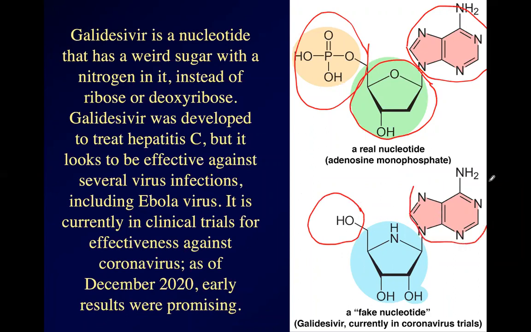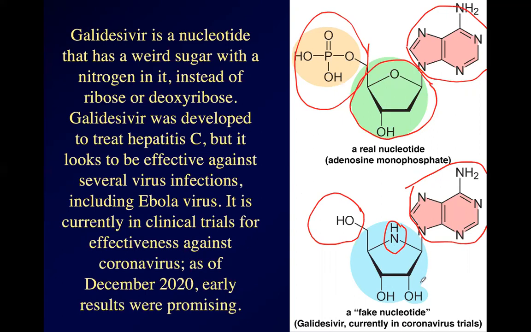It's got the base adenine, and the sugar is wonky because right here it's got a nitrogen atom in it. That gives that sugar the wrong shape. So galidesivir also looks like it's a nucleotide, but it isn't really. And if you dose a cell with galidesivir, it will also interfere with DNA replication and/or RNA transcription.